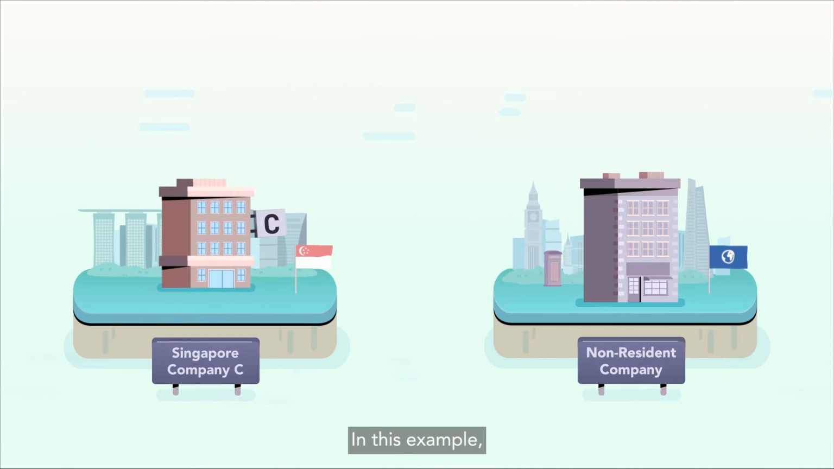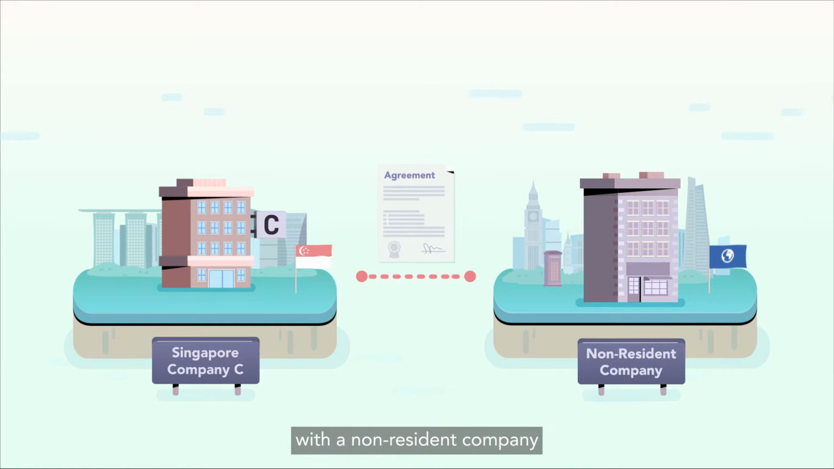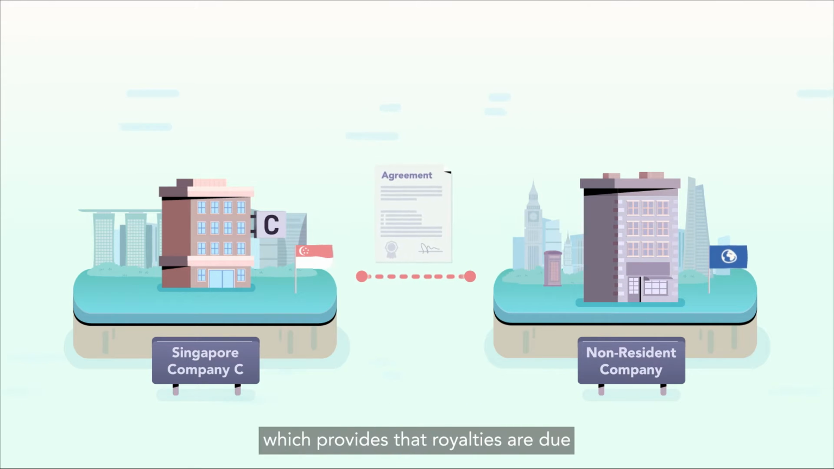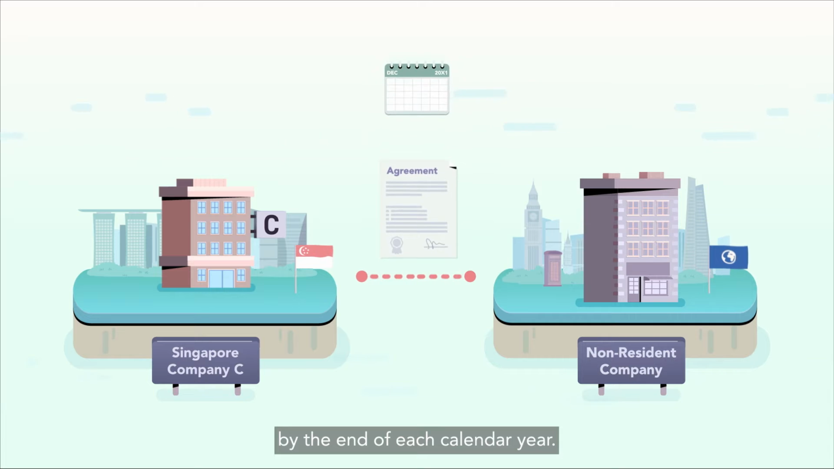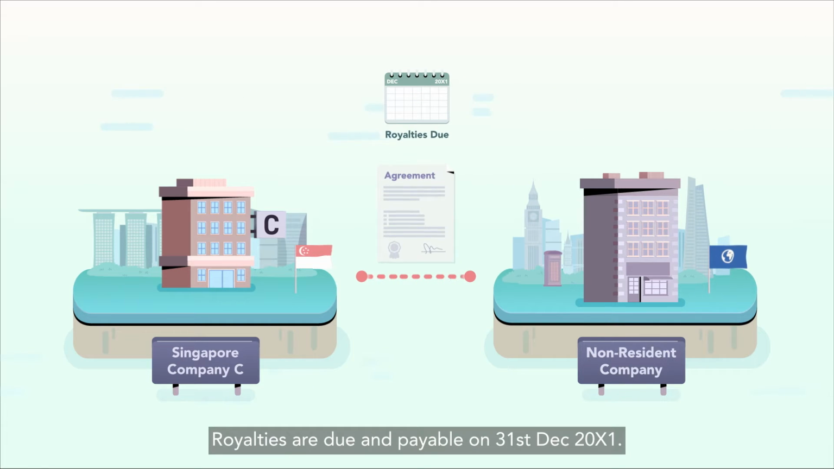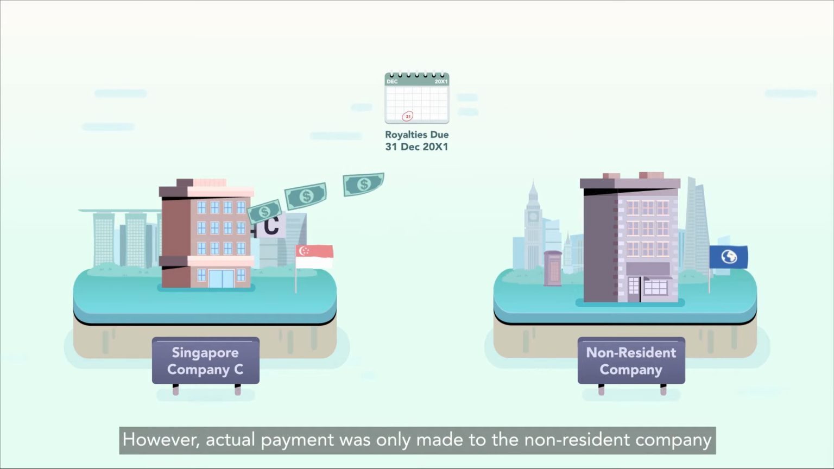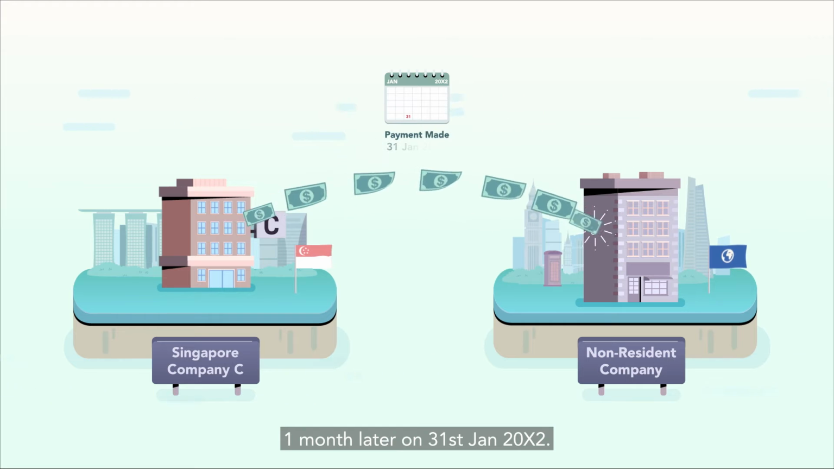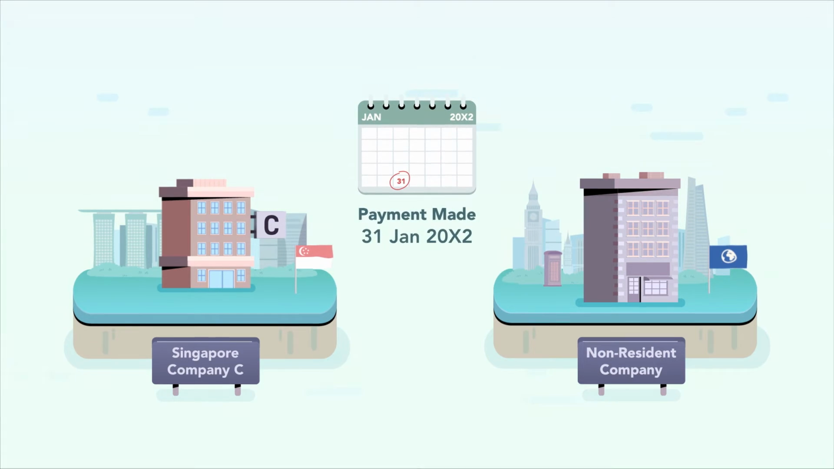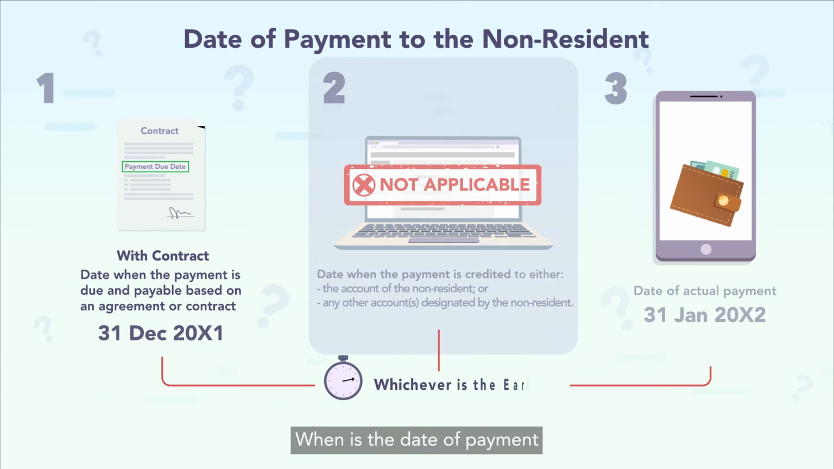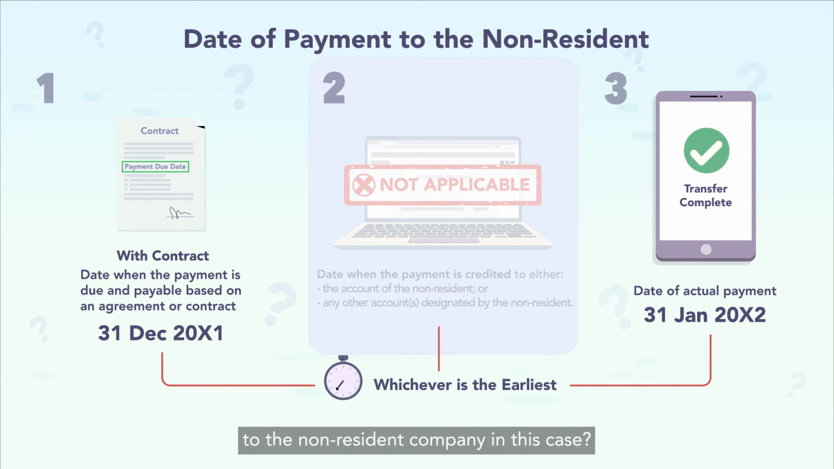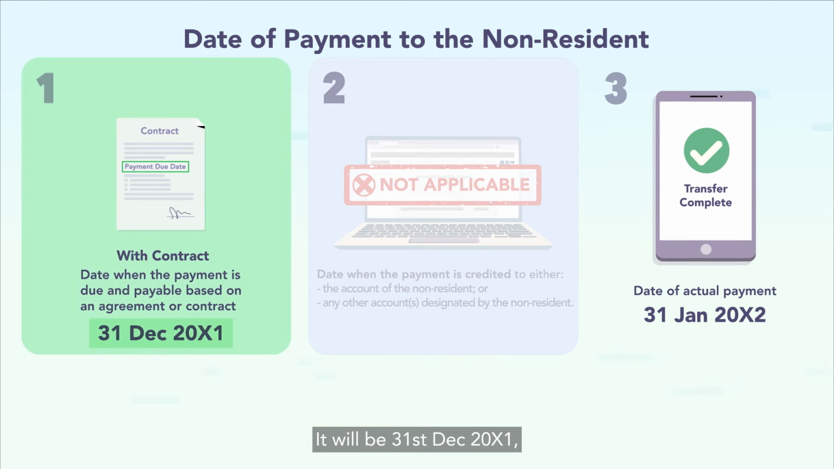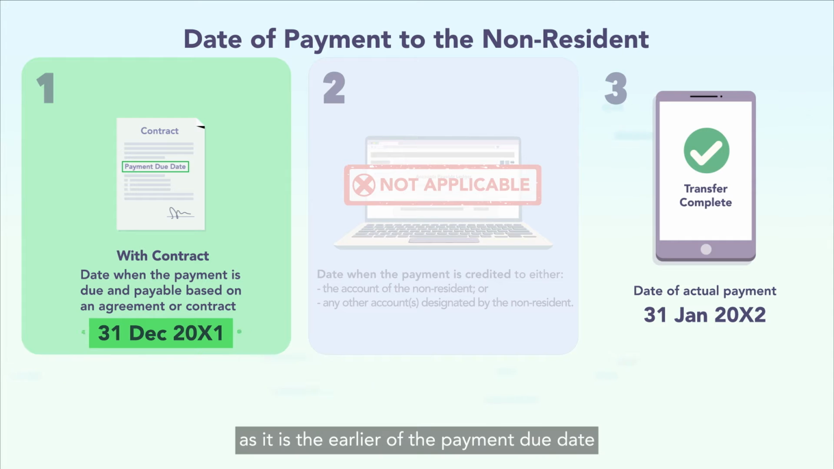In this example, Company C entered into an agreement with a non-resident company which provides that royalties are due by the end of each calendar year. Royalties are due and payable on 31st December 20X1. However, actual payment was only made to the non-resident company 1 month later on 31st January 20X2. When is the date of payment to the non-resident company in this case? It will be 31st December 20X1, as it is the earlier of the payment due date and the actual payment date.